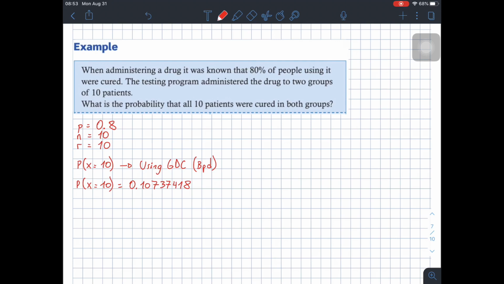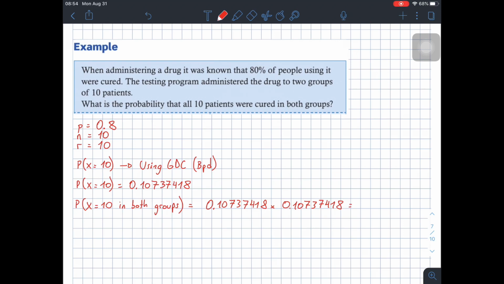We're going to say that the probability of getting X equals 10 in both groups is equal to, this is the probability of getting 10 patients cured in one group. So if I want to find it in 2 groups, then I need to multiply this probability twice, right? It's the probability of one group getting cured entirely times the probability of the other group getting cured entirely, right? Which is exactly the same value. So we need to multiply these two, and we're going to get the final result.